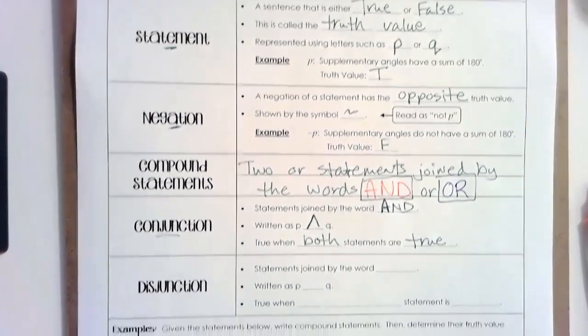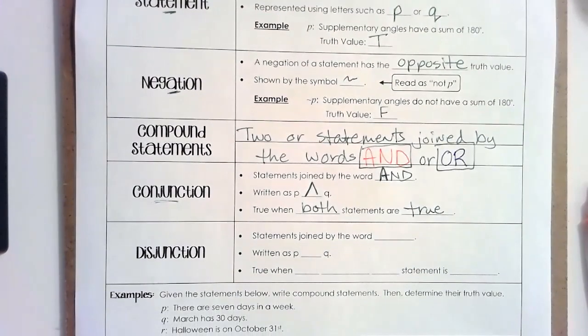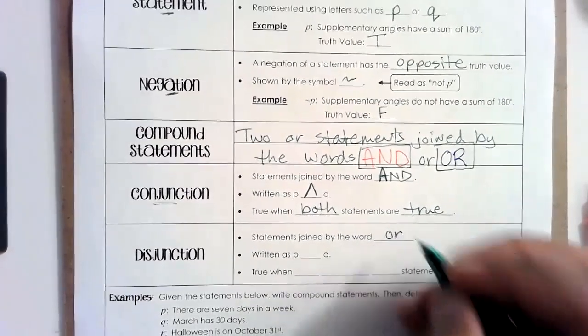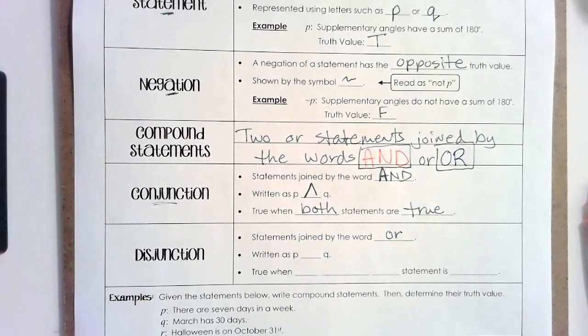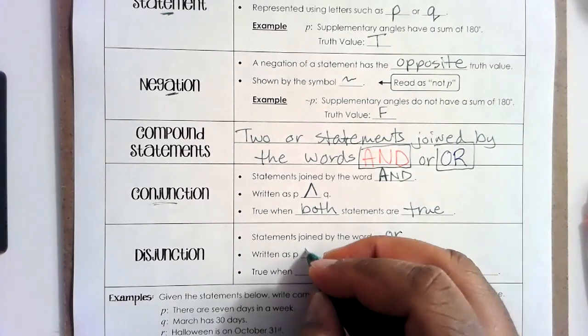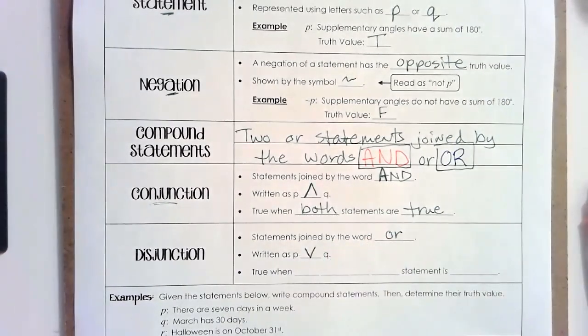Now, let's contrast that with disjunction, which are statements joined by the word or. And that is written as P, then the little V symbol in between.